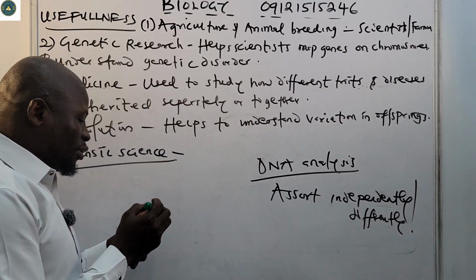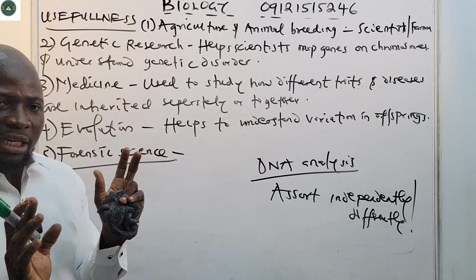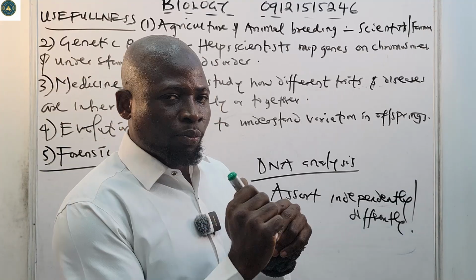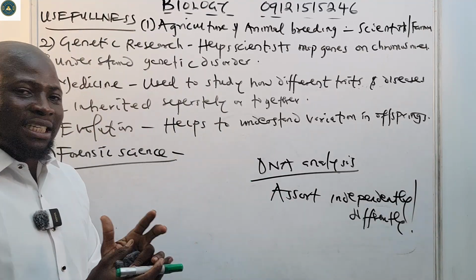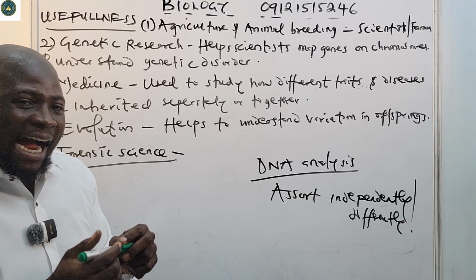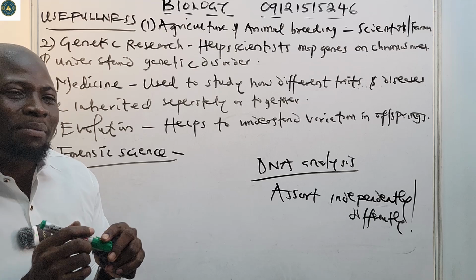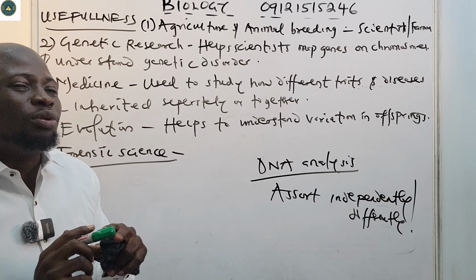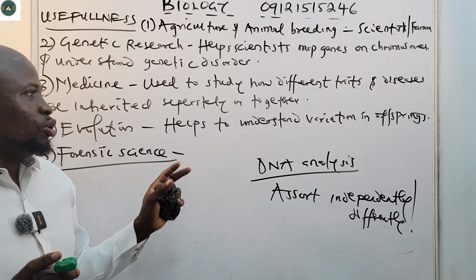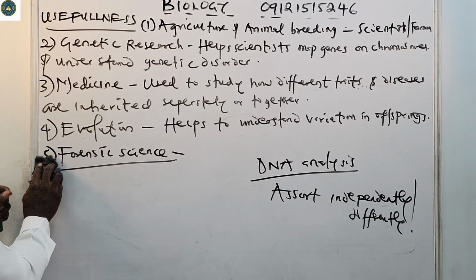All right, you have heard before that when they say everybody's DNA is different from the next person. So my DNA is different from your own. So in forensic science, it helps in DNA analysis, because those traits are assorted, separated independently, making each person's DNA unique to the person. So these are some of the usefulness of the law of independent assortment.